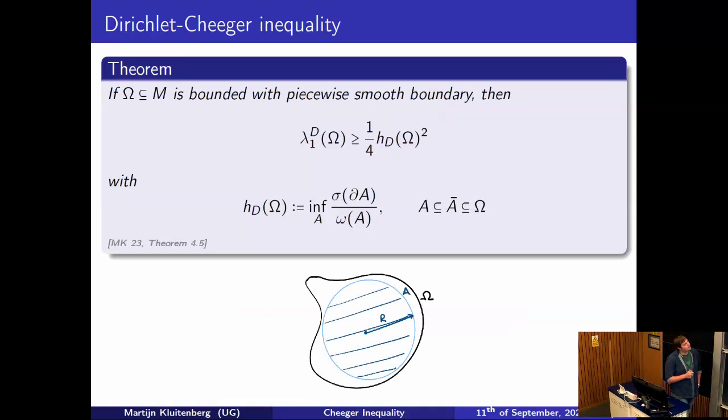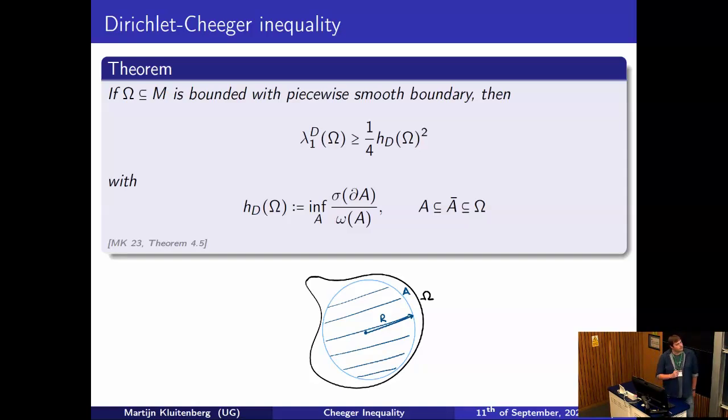So the theorem is as follows. This is the generalization of the classical Cheeger inequality. We take a bounded domain with piecewise smooth boundary. I don't want to worry too much about smoothness of the boundary. It needs to be smooth enough so that you can apply Stokes' theorem to it, basically. Then the first Dirichlet eigenvalue is greater than or equal to 1/4 the Cheeger constant squared, where the Cheeger constant is the infimum over A that are well contained inside of the domain of the surface over the volume.